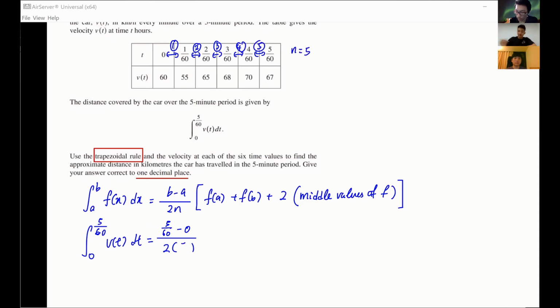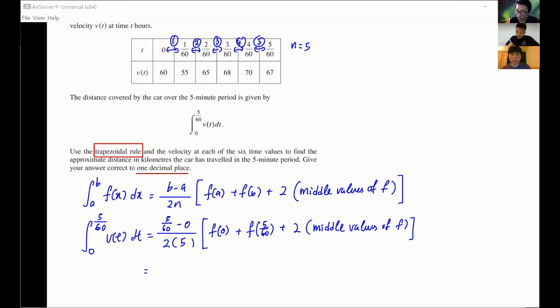So substitute 5 in. And then a is 0, b is 5 on 60, plus. Now I will explain later what you need to do with it. So now this is 5 on 60, and then this is divided by 10. Now we know that F of 0. Sorry, this is not F, this is V. This is V, because we have V here, it's velocity.